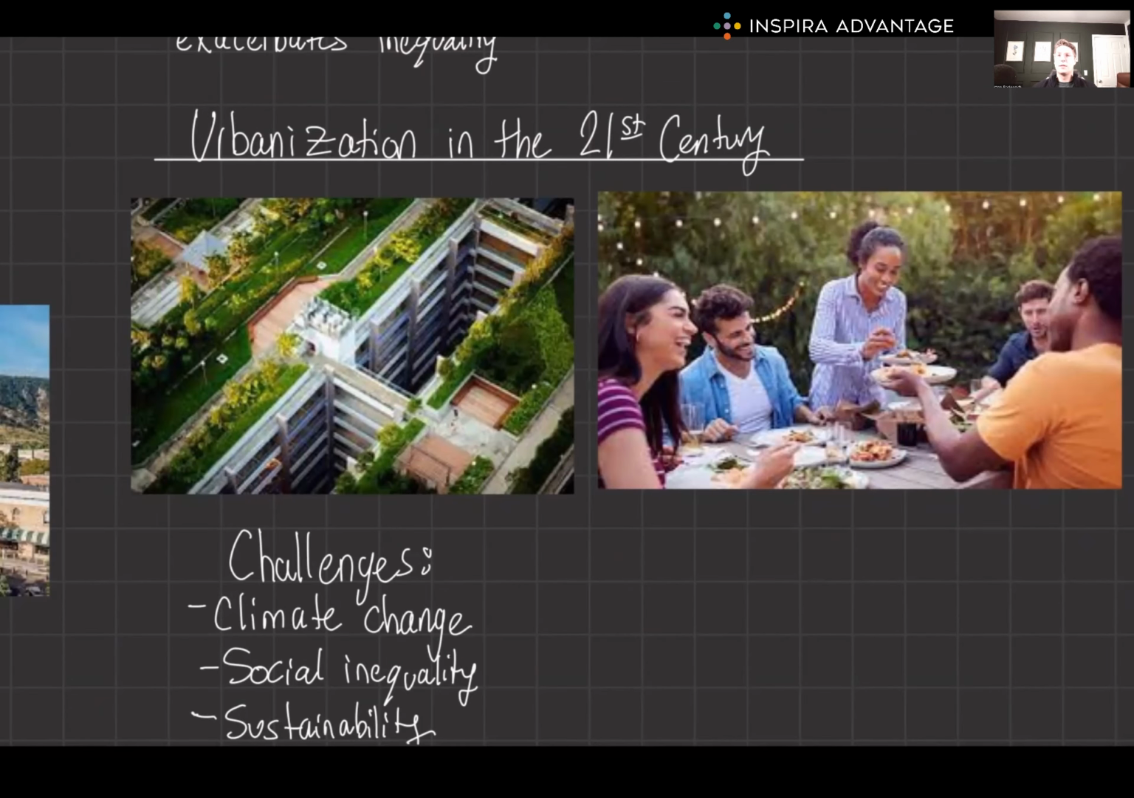As we navigate the complexities of the 21st century, urbanization continues at an unprecedented pace. Today's urban challenges, climate change, sustainability, social inequality, and crumbling infrastructure, demand innovative solutions. Smart cities, green architecture, and inclusive urban policies represent steps towards addressing these critical issues, reshaping urbanization's future trajectory.